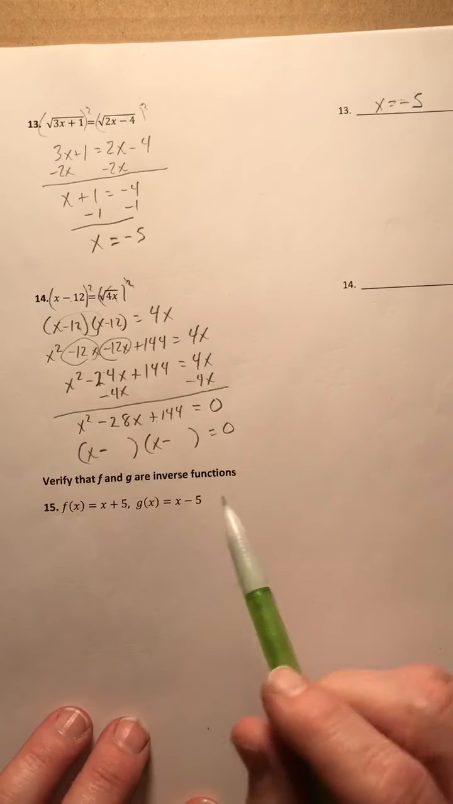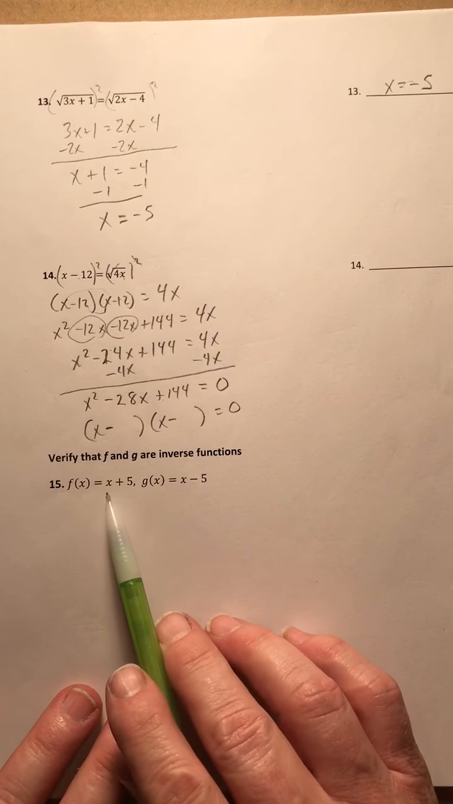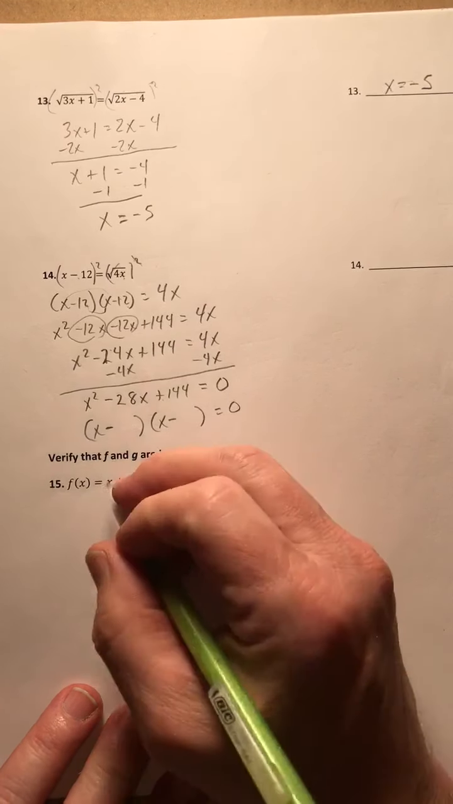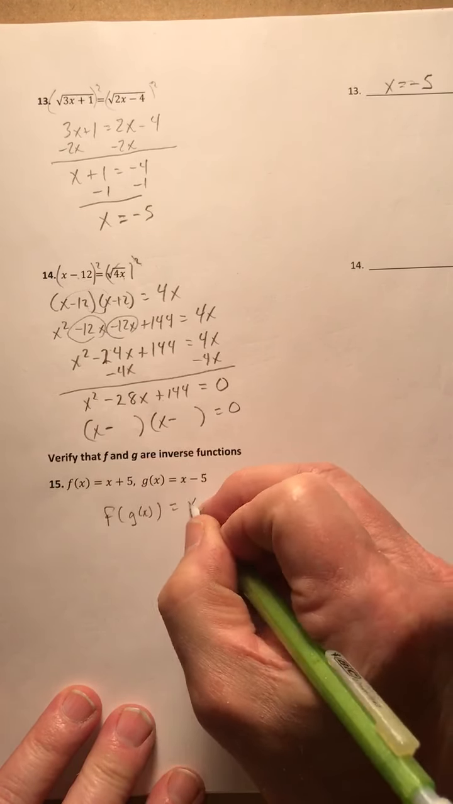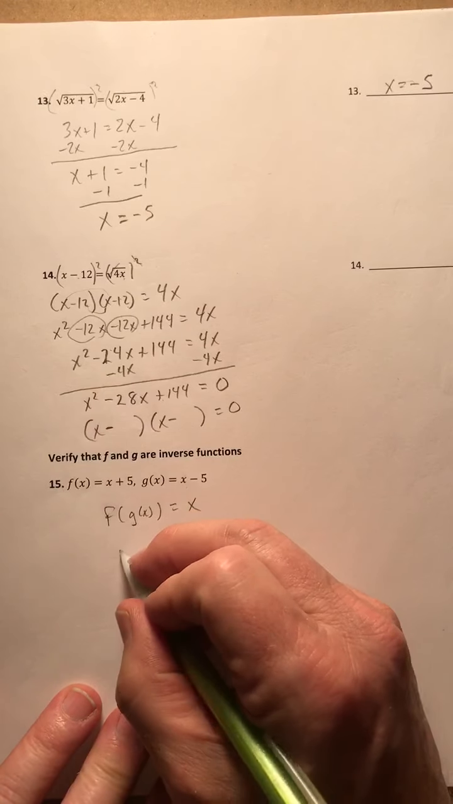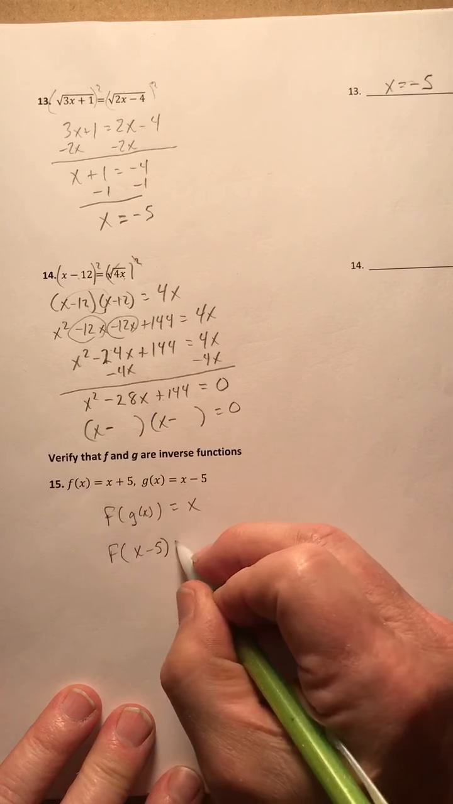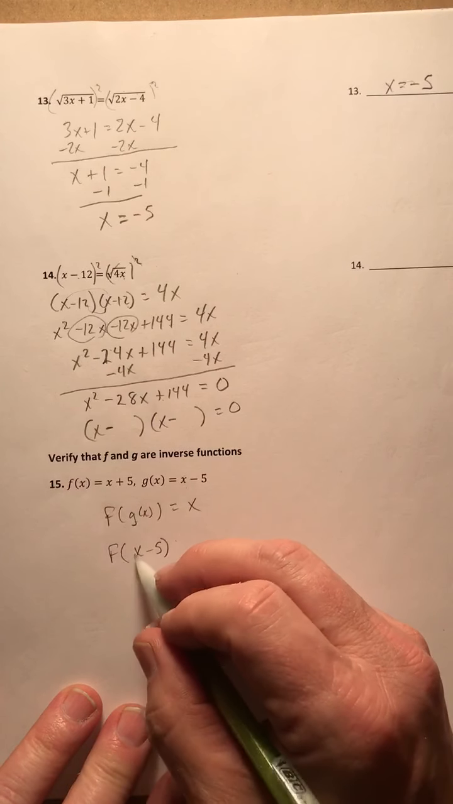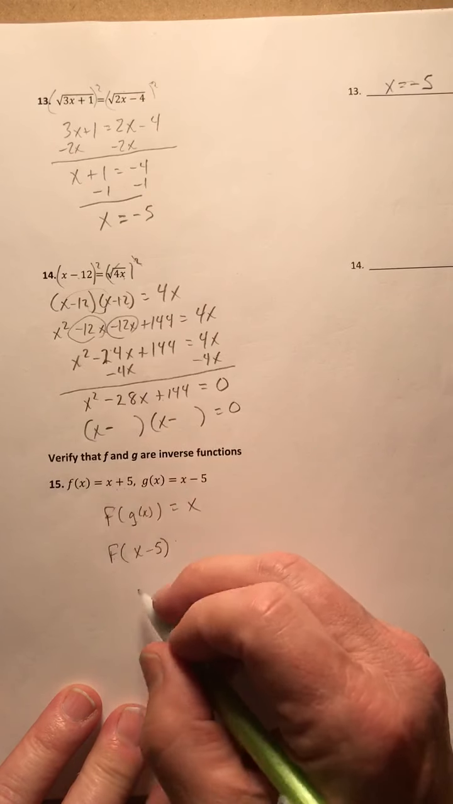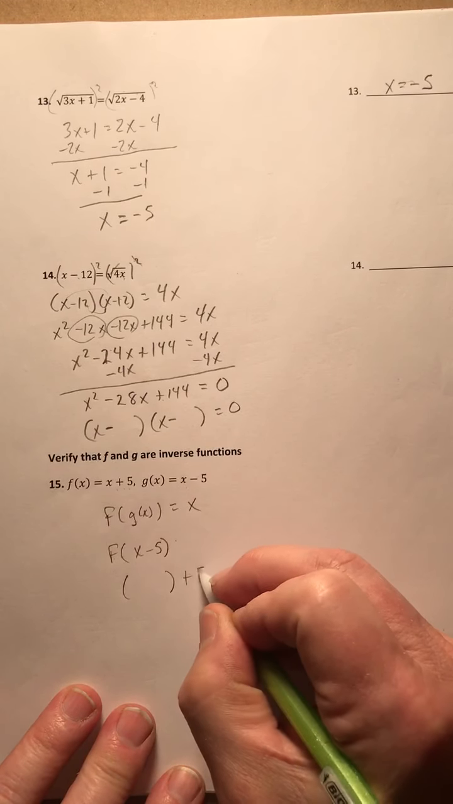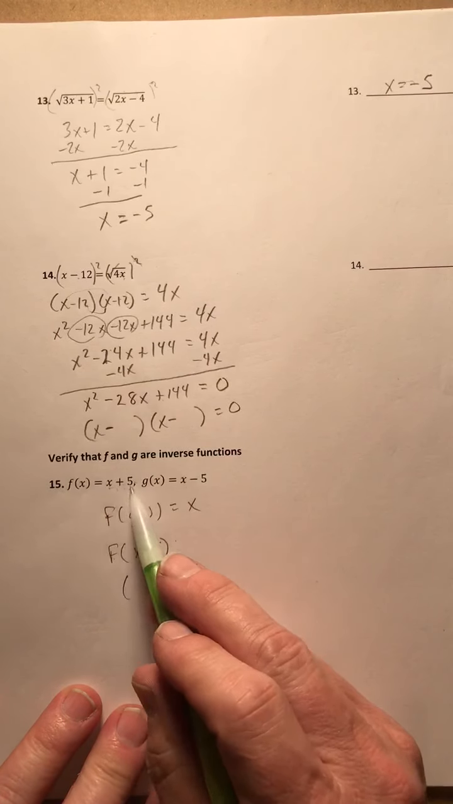All right, so 15, you have to verify that f of x and g of x are inverse functions. So again, you have to show that f of g of x is equal to x. All right, so here we go. F of g of x is x minus 5. And then do f of that. So we got x plus 5. So it's, again, parentheses plus 5 is the function. Again, we rewrite it, leave the x out, and then everything else is there.